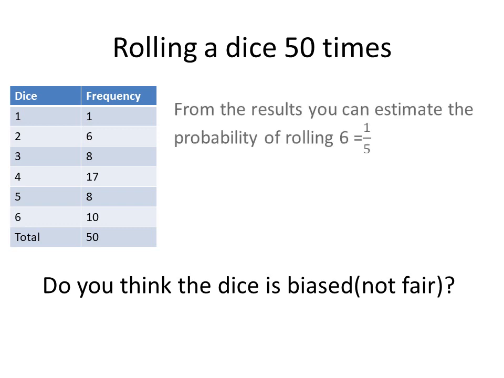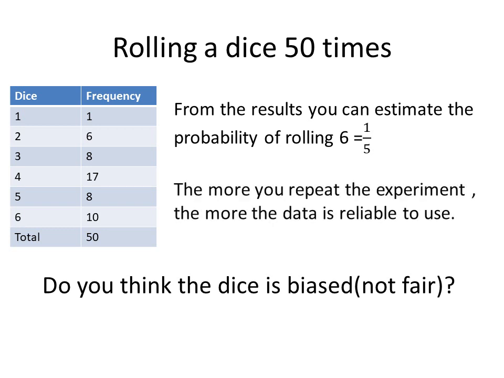And I can see from the results that I can estimate the probability of getting 6, which is 1 out of 5, because it's 10 out of 50, and then I will simplify it. The more you repeat your experiment, the more the data is reliable to use or to depend on.